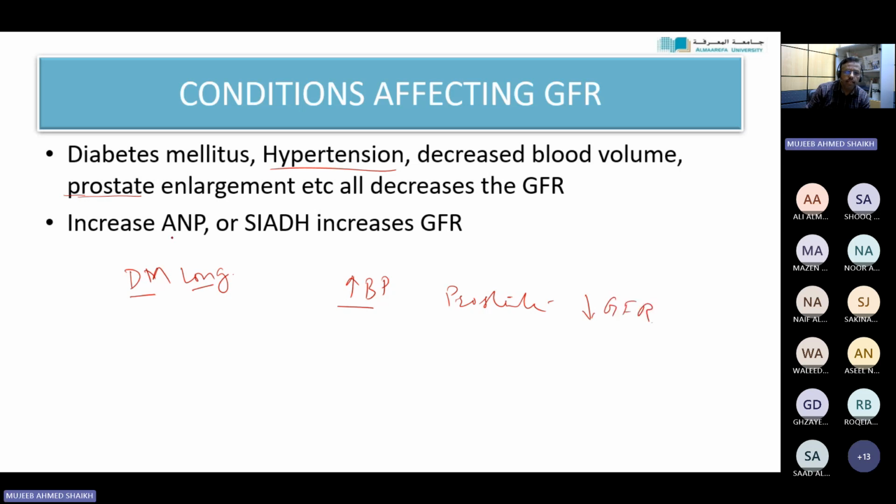Similarly, release of a hormone known as ANP. ANP stands for atrial natriuretic peptide.